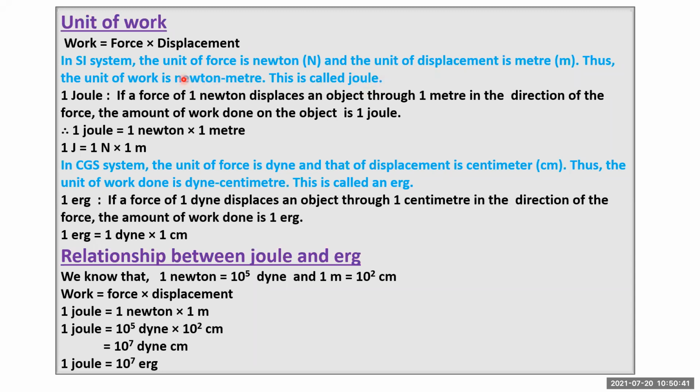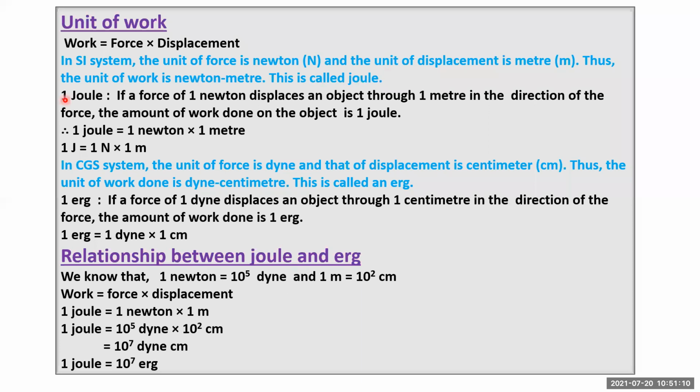And what is Newton exactly? Newton is a unit of force. The formula of force is mass into acceleration. Newton is nothing but kg meter per second square. Now the displacement is meter. Combined, the unit Newton meter is called a joule.